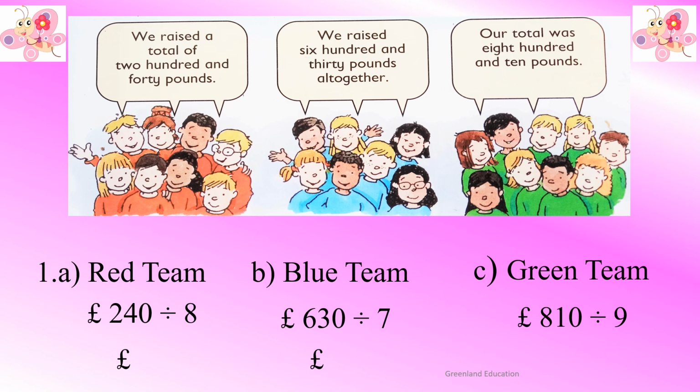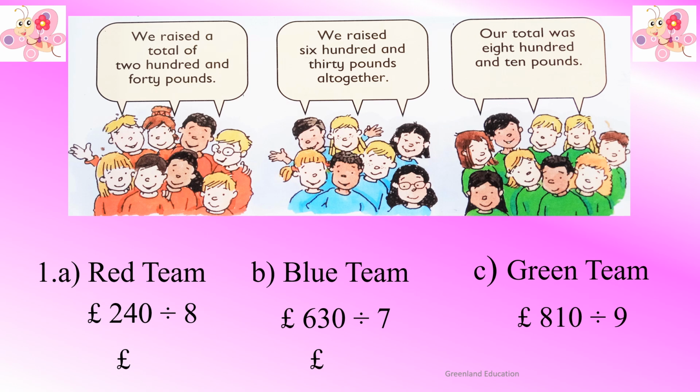Now children, you can see there are three teams, red, blue and green. Look at the picture. In the speech bubble you can see children are saying we raised a total of 240 pounds. They have collected 240 pounds. How many children are there in the red team?